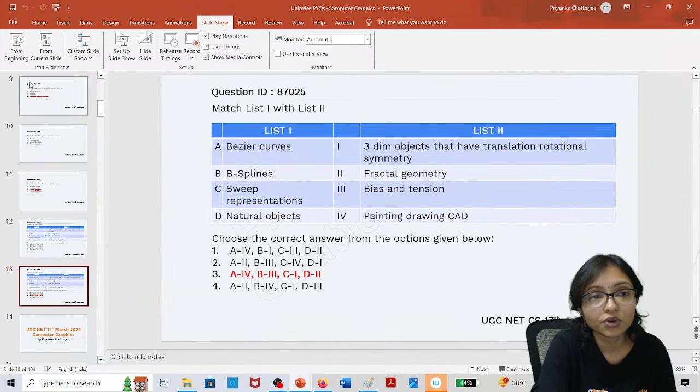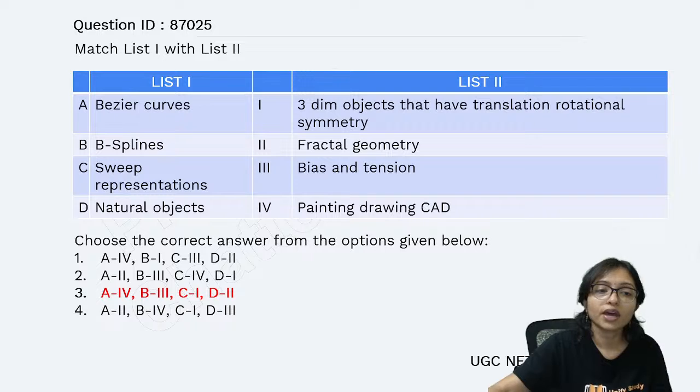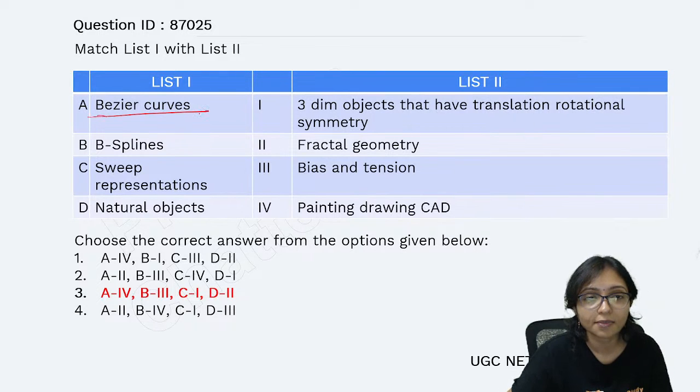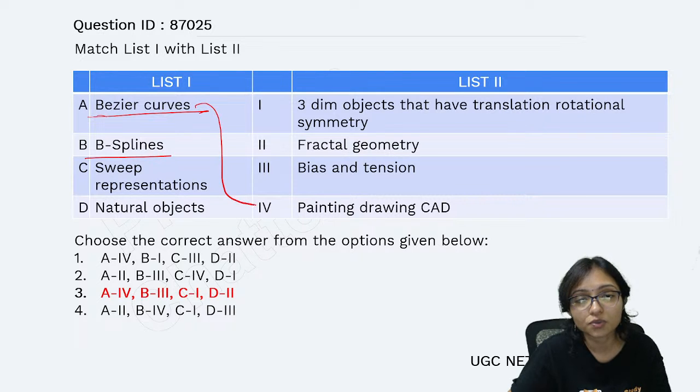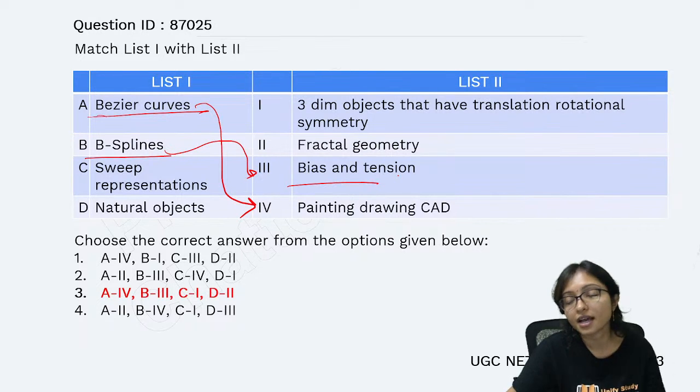Now you can relate it to where the question came from, that is the Bezier curve and spline curve. The Bezier curve is used for painting and drawing purposes. The spline curve has bias and tension. That's why this is the answer.